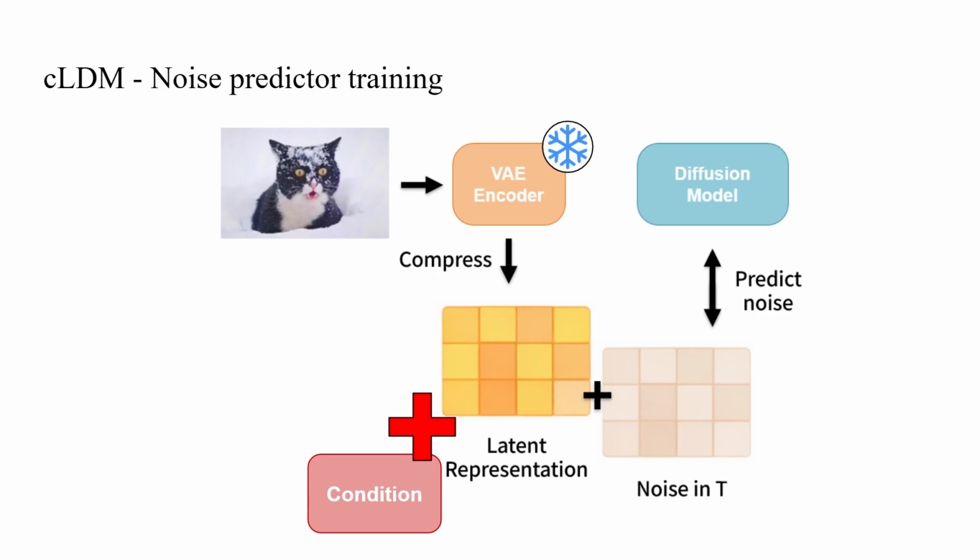The diffusion model takes the noisy latent, the time step, and the condition as inputs, and predicts the noise. The loss is usually the mean square error between the real noise and the predicted noise. So the model gradually learns how to remove noise from latent representations under different conditions.